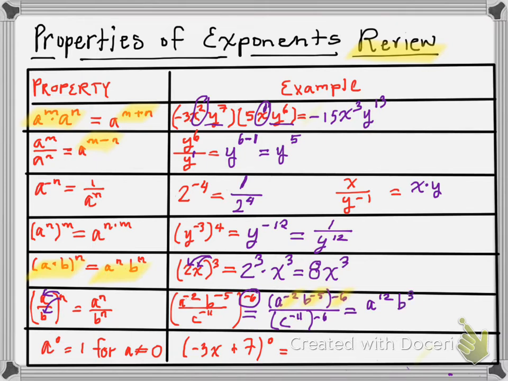So I do b to the positive 30 power. And then in my denominator, I'm doing negative 11 times negative 6, so I get c to the 66th power. And that would be my most simplified form there.